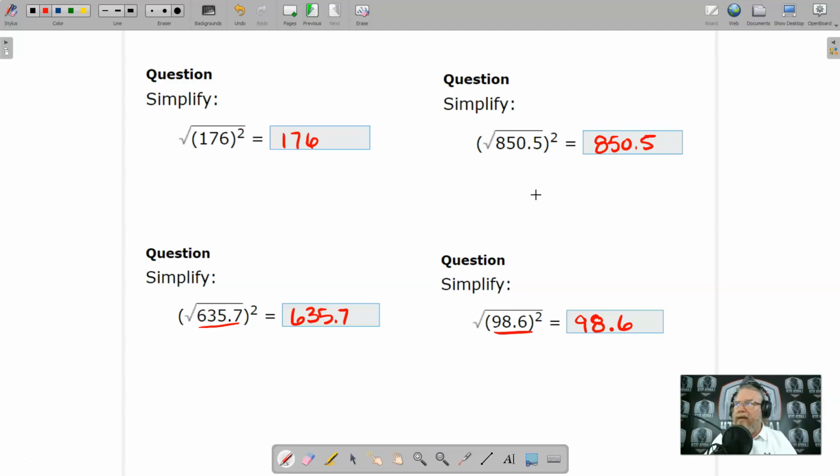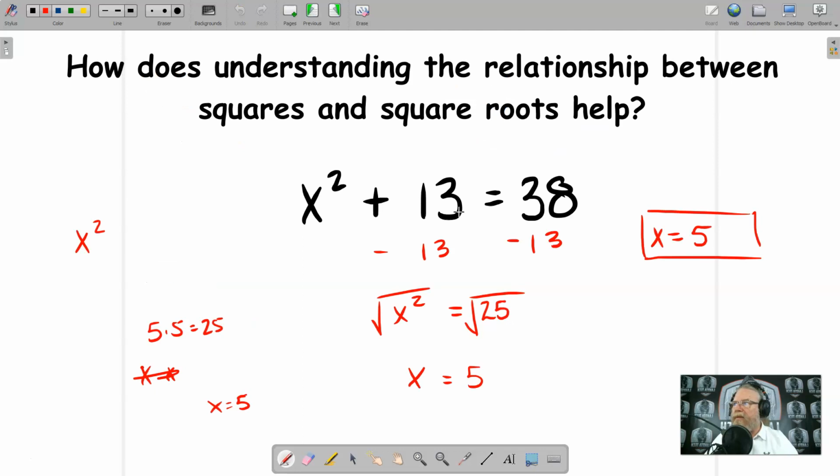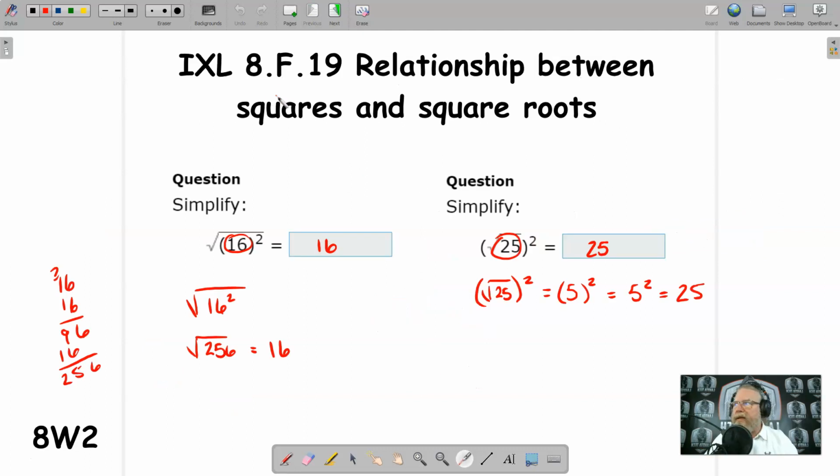The point of it is for you to understand the relationship between square roots and squares, so that for problems like this later on down the road, whenever you're trying to deal with x squared and trying to get it down to just x, you realize you need to take the square root of both sides, and then you'll find your solution.